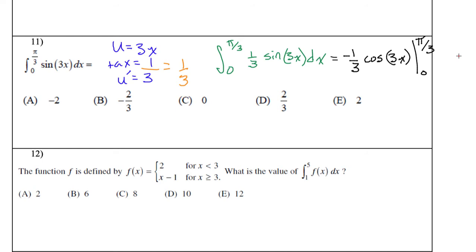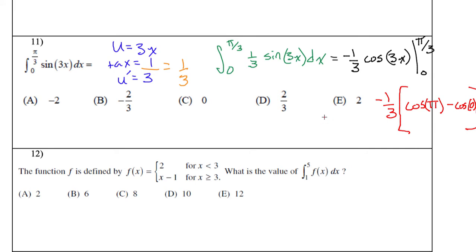Now it's time for me to actually plug in these values. So it's going to be negative 1/3. Again, I'm going to factor him in at the very end. And I'm going to do cosine of pi, because 1/3 of 3 is 1. So cosine of pi minus cosine of 0. Cosine of 0. Ran out of room there.